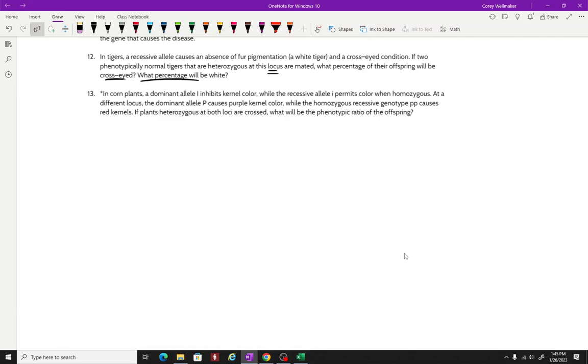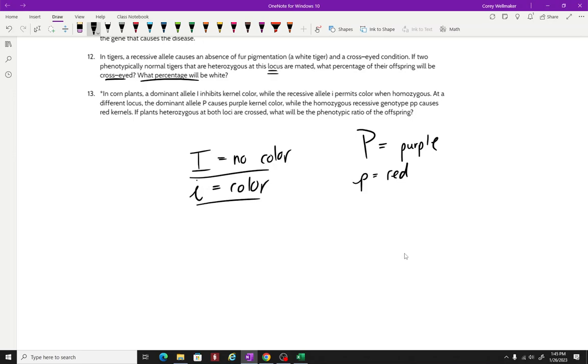Okay, if this equals no color, if you have this allele, you do not have color. If you're little i, you can have color. But then there's another gene that determines what the actual color is. So big P equals purple, and little p equals red. This is basically a dihybrid cross. It's just the phenotypes get weird because you have to consider what they are for I. So you're doing big P, little p, that's purple, times big P, little p, that's purple, but the parents don't actually have a color because they're heterozygous for I. Right, so the corn looks like white corn, even though they have the genetics to make purple and red babies.